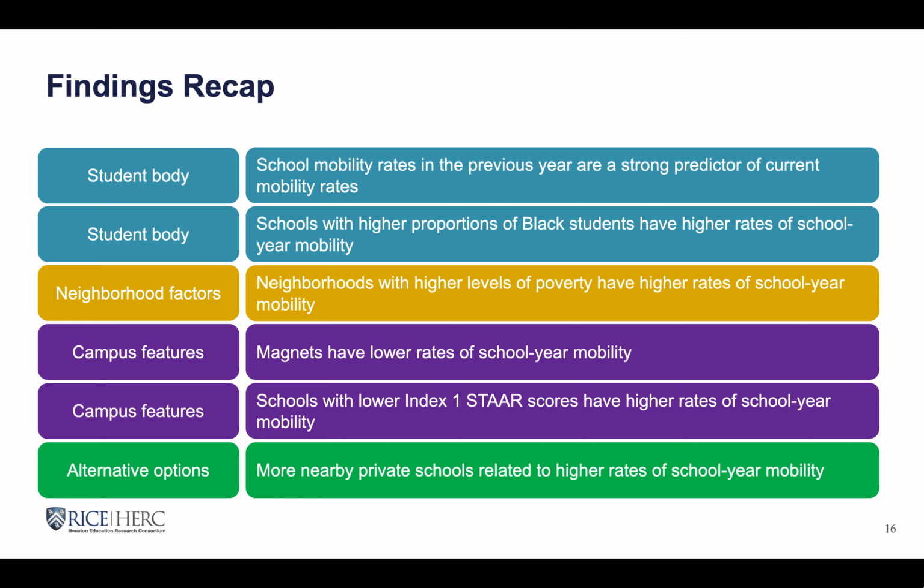In the student body bucket, we found that school year mobility rates in the previous year are the strongest predictor of current mobility rates, and that schools with higher proportions of Black students have higher rates of school year mobility. In the neighborhood factors bucket, we found that higher levels of poverty in the neighborhood are associated to higher mobility. Regarding the campus features bucket, we found that schools with magnet programs have lower levels of mobility, while schools with lower Index 1 STAAR scores have higher levels of mobility. Lastly, in the alternative options bucket, more private schools in the area are related to higher rates of mobility.